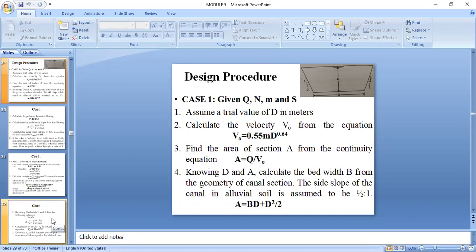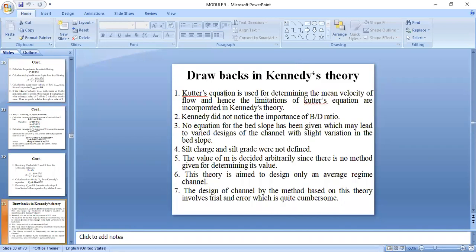Now, there are some drawbacks in Kennedy's method of channel design. These are known as the limitations, or rather drawbacks, in Kennedy's theory. Here in Kennedy's theory, Kutter's equation is used for determining the mean velocity of flow, and hence whatever the drawbacks in Kutter's equation are incorporated in Kennedy's method of channel design. So this is one of the drawbacks, wherein in order to calculate the mean velocity of flow, Kutter's equation will be used.